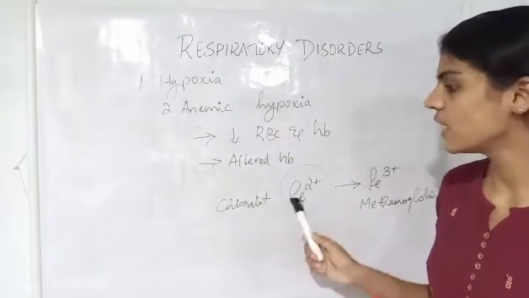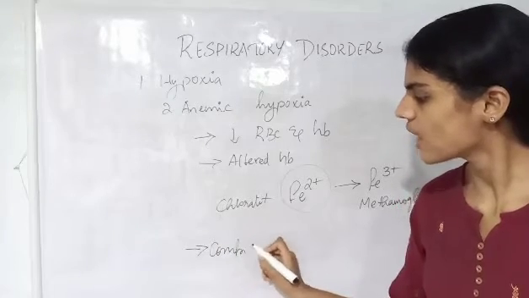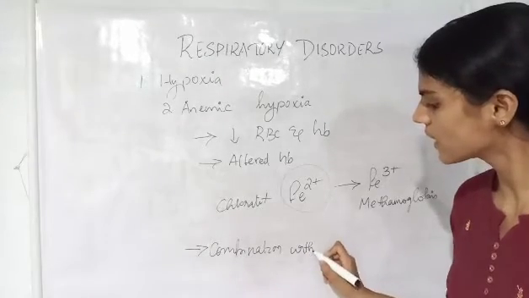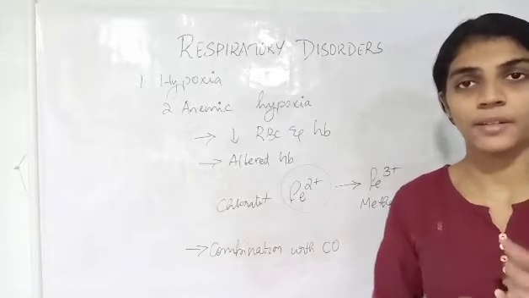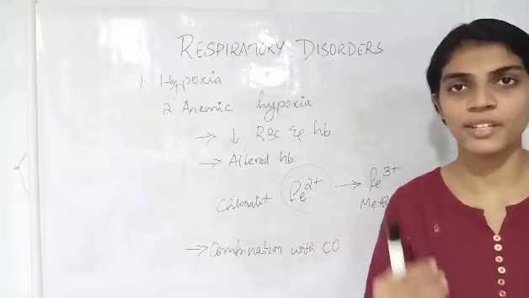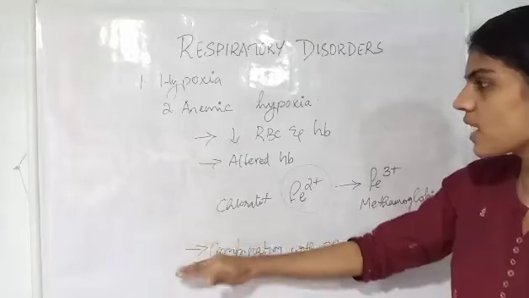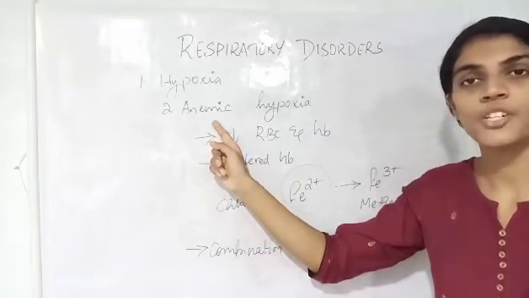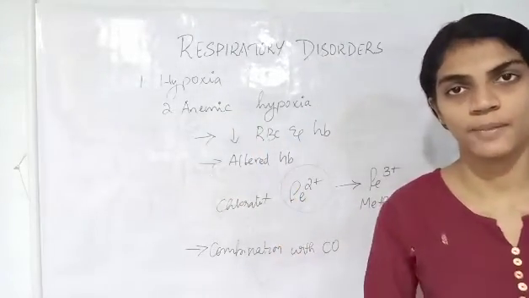And also, if the hemoglobin is combining with gases other than oxygen, like carbon monoxide, the hemoglobin has a lot more affinity towards carbon monoxide than it does with oxygen. So in all these cases, you can find the inability of blood to carry oxygen, and such a condition is known as anemic hypoxia.